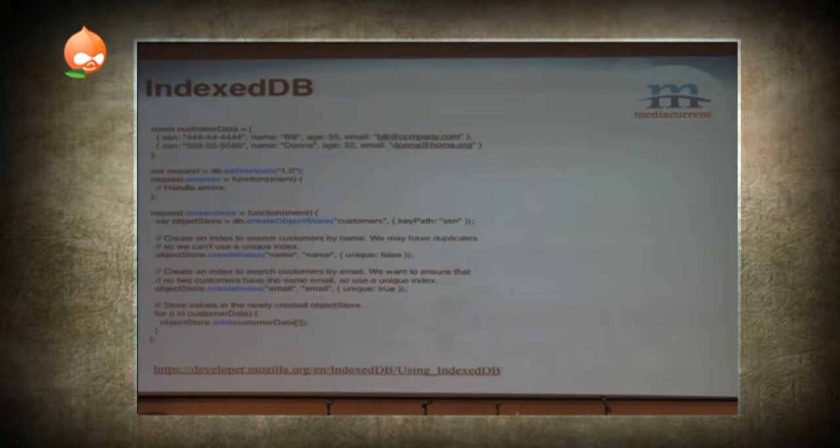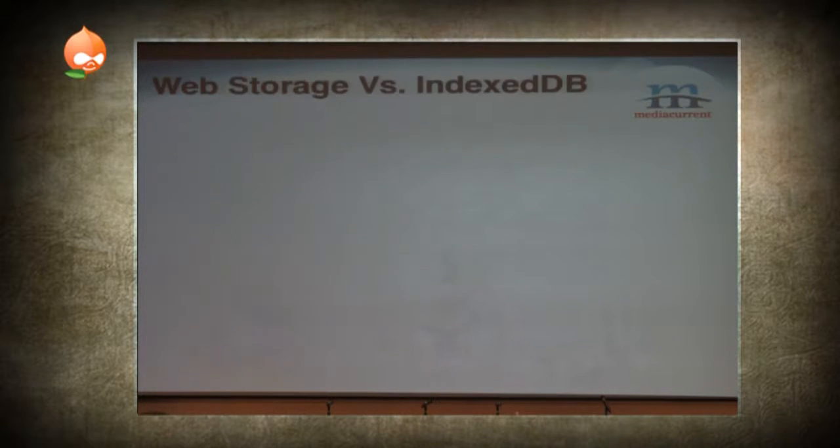Okay, so this is some code related to this. In this example, we define data to store at the top. Set version identifies the version of the data structure. So if you change your data structure, you would have a different version. Of course, on error handles errors. On success is where activity takes place. Create index creates an index to search for names and emails in this example. And finally, the add method adds data to the database.